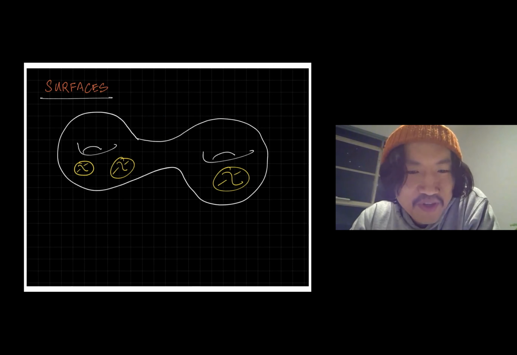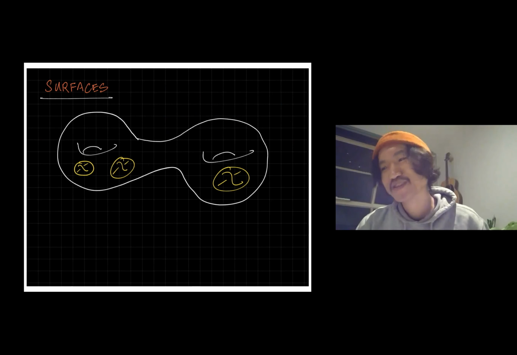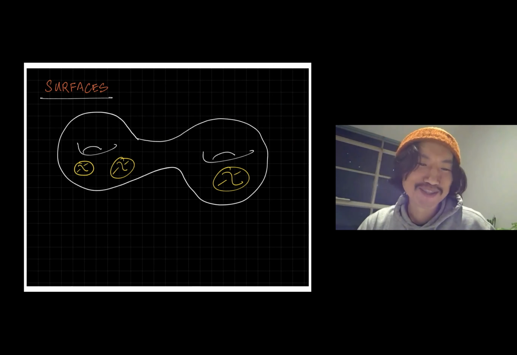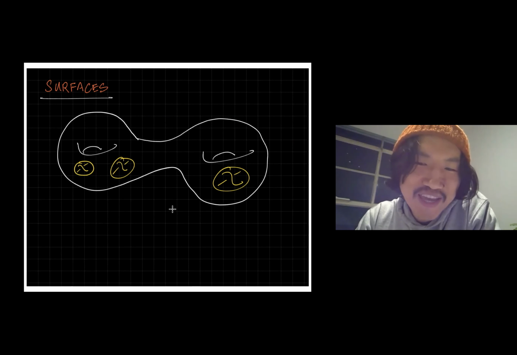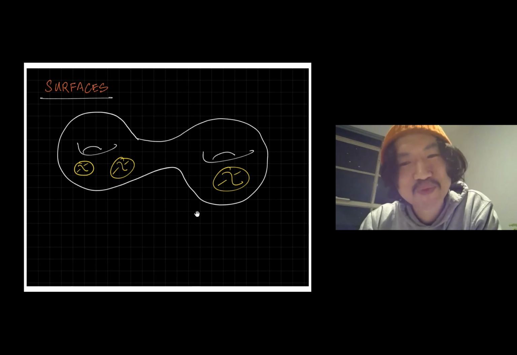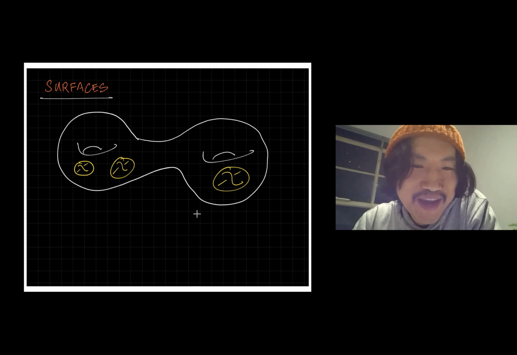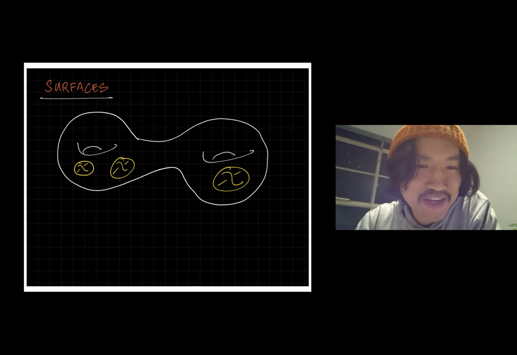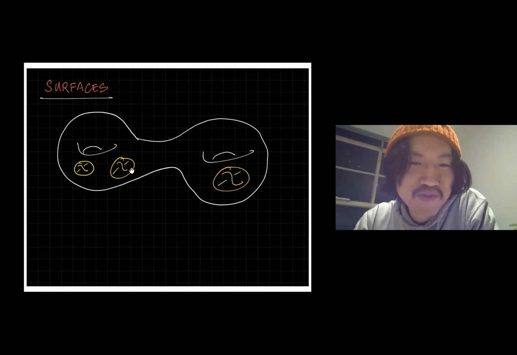Okay, so I guess I should be a little bit more precise about what a surface is. A surface is just something that locally looks like the plane, and I'm just going to define them via the classification theorem. So for us, a surface is, you take a bunch of tori and you glue them together. So here I've taken two of them. And then what you do is you cut out a bunch of open disks. So here I've cut out three open disks. Now the boundary of these disks is just a circle.